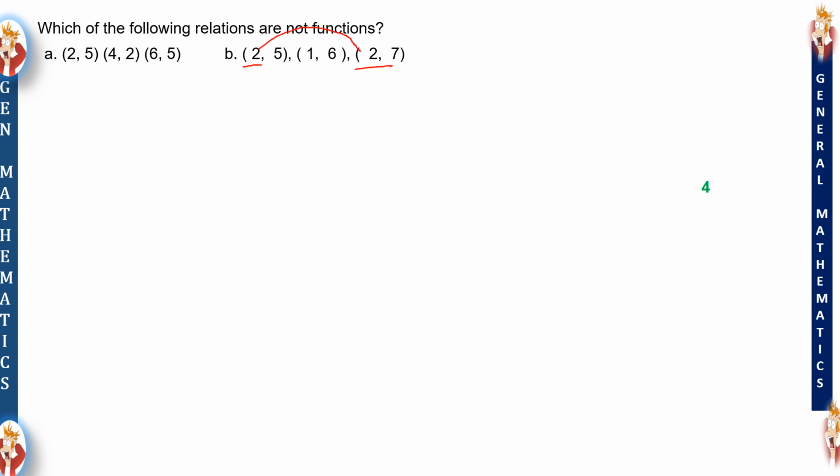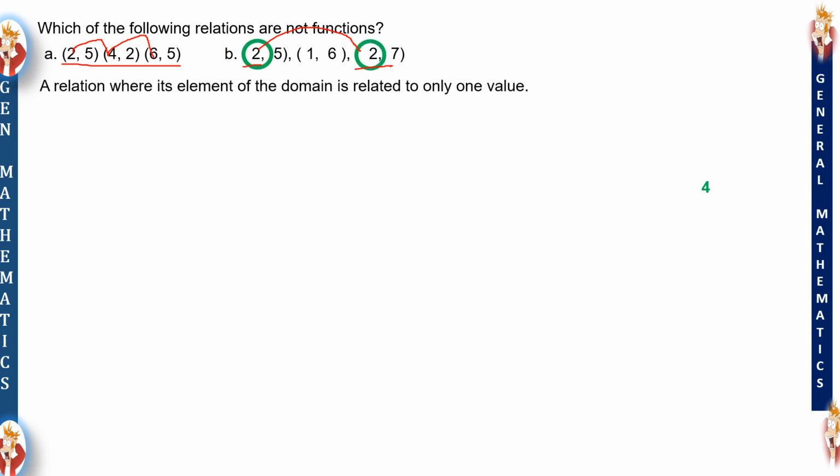Kung ito po is not function, ang ibig sabihin nun, yung ating pong choices sa letter A is a function. Kasi po walang naulit kanyang value ng x. Ang value ng x natin ay tinatawag nating domain, yung y naman po is ang range. Let's have number 2. A relation where each element of the domain is related to only one value ay tinatawag po natin itong function.